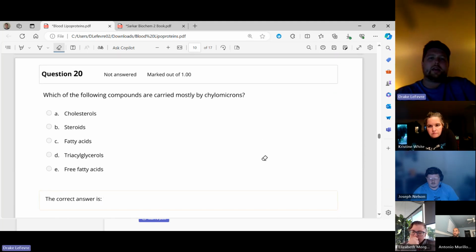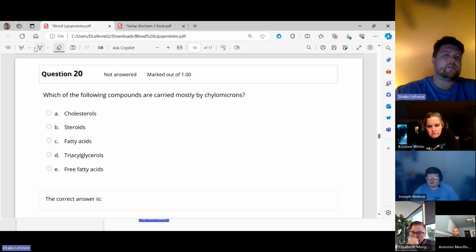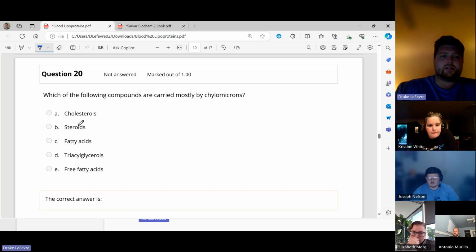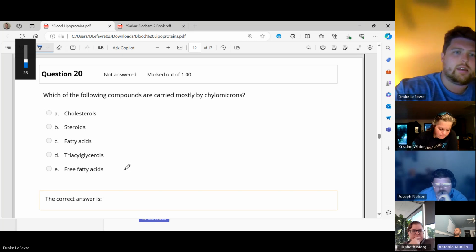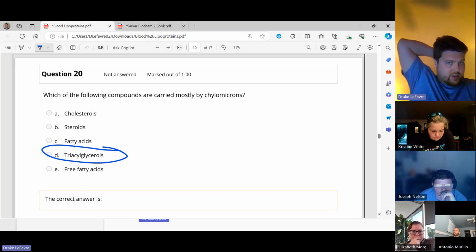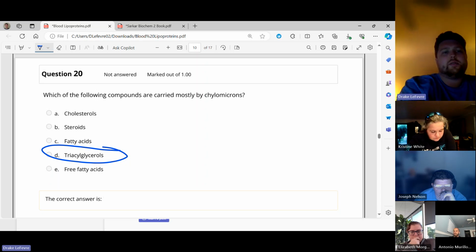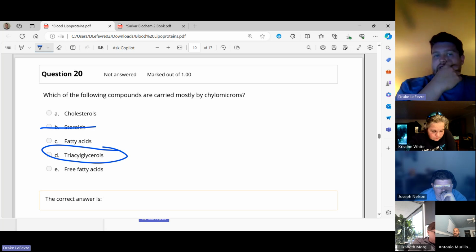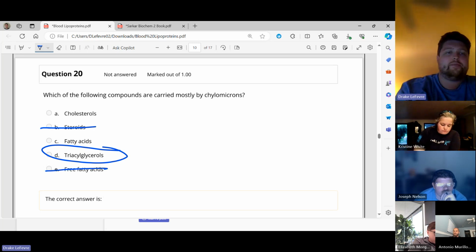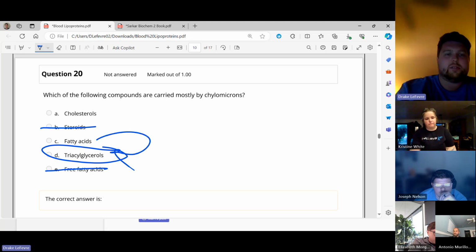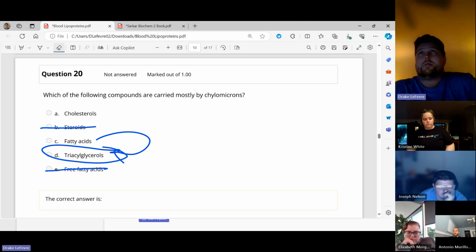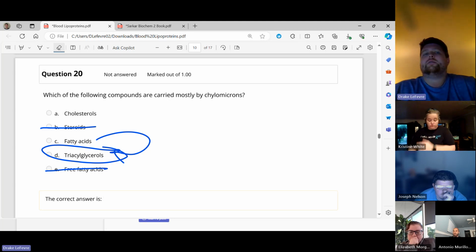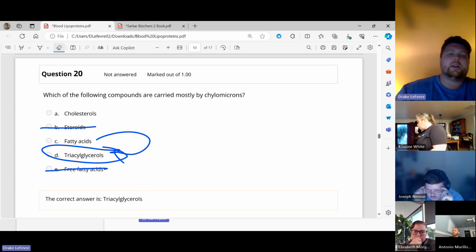Which of the following compounds are carried mostly by chylomicrons? Cholesterols, steroids, fatty acids, triacylglycerol, or free fatty acids? Triglycerides, triacylglycerols specifically, are going to be carried by those chylomicrons. Because remember, steroids are hormones, and those are going to flow freely into the blood. Free fatty acids, those are free. Fatty acids in general are actually going to be bound to the triacylglycerols. And then the cholesterols are going to be found more within the VLDL to HDLs. Those guys contain those cholesterols.